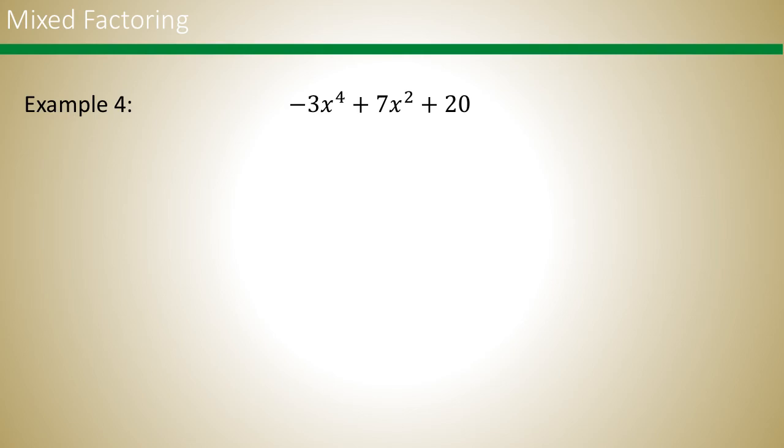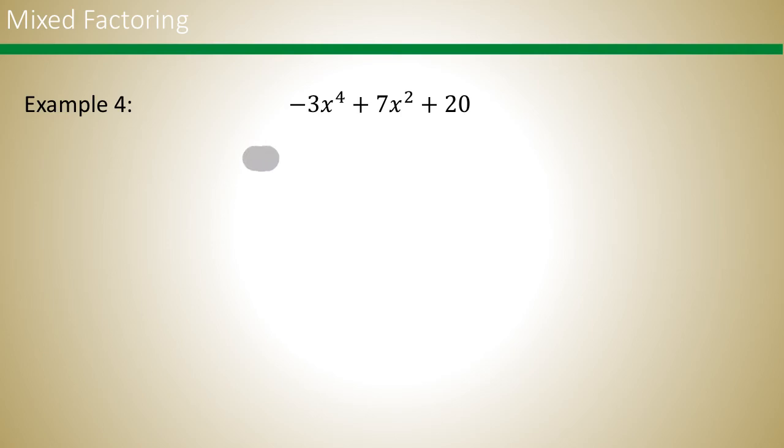All right, here's another example. So again, it kind of follows a similar pattern. We have x to the 4th power, x squared. So first thing, there is not a common factor, okay? But our leading coefficient is negative. So let's go ahead and pull that negative out of this thing.